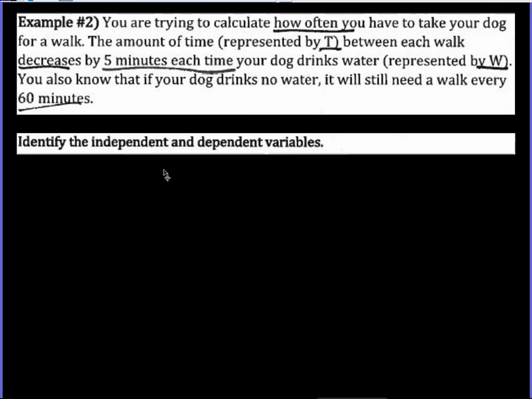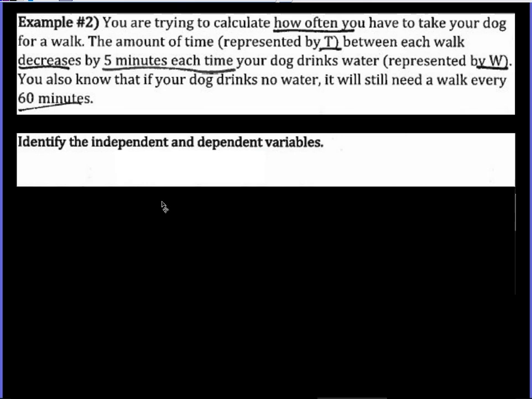So if I scroll down, it says identify the independent and dependent variables. The one that is the outcome is going to be the amount of time. So the amount of time is going to be our dependent variable. That means that W is going to be our independent variable. And like I said, T is going to be our dependent variable. Again, I use those colors, blue and red, to keep that theme going with our X values and our Y values.